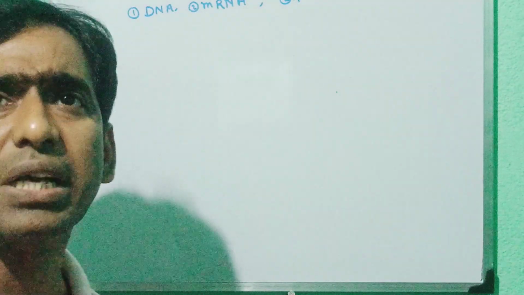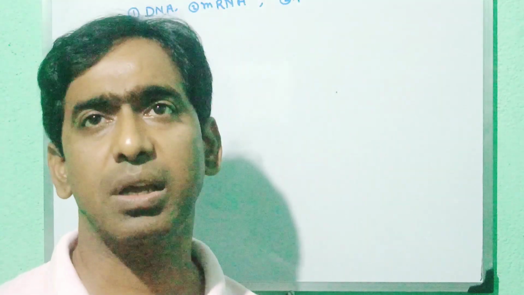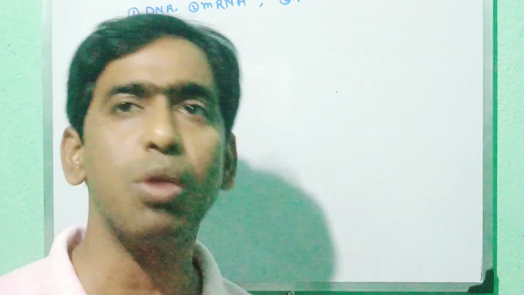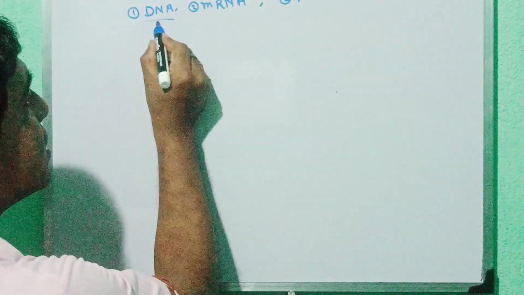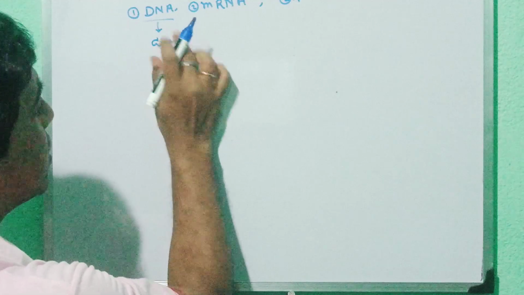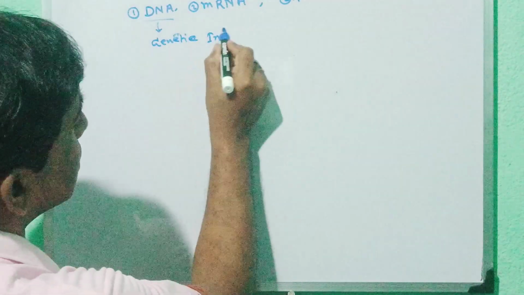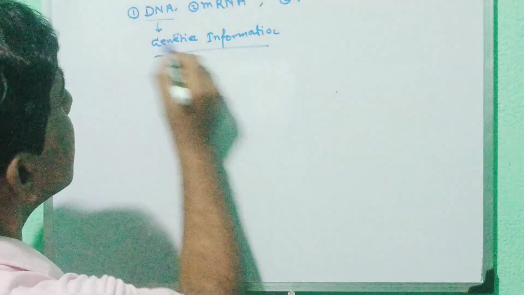We know that the central dogma of molecular biology states that the genetic information is contained in the DNA. That means in the DNA there is the genetic information. Genetic information is there in the DNA.